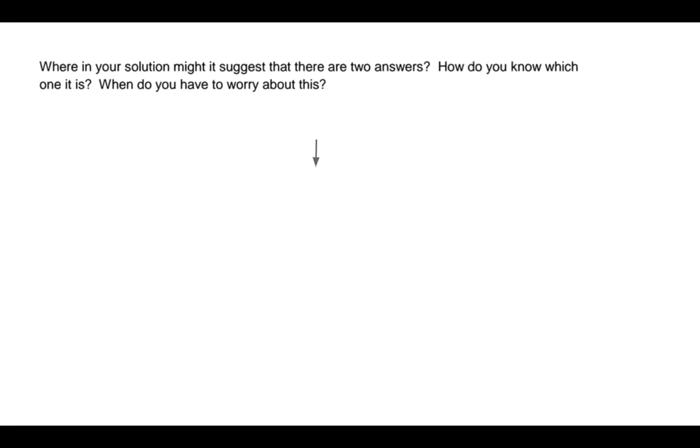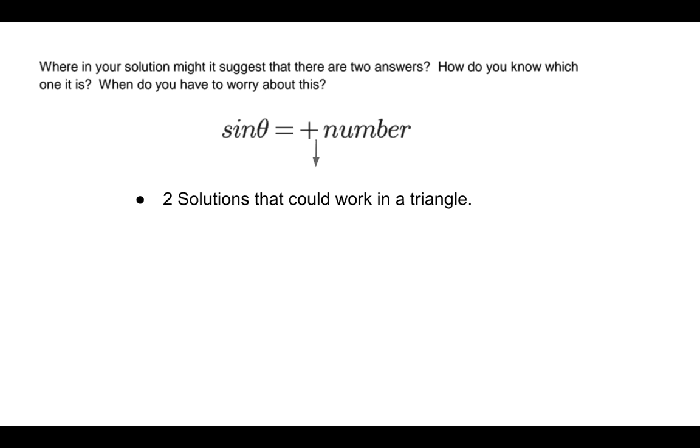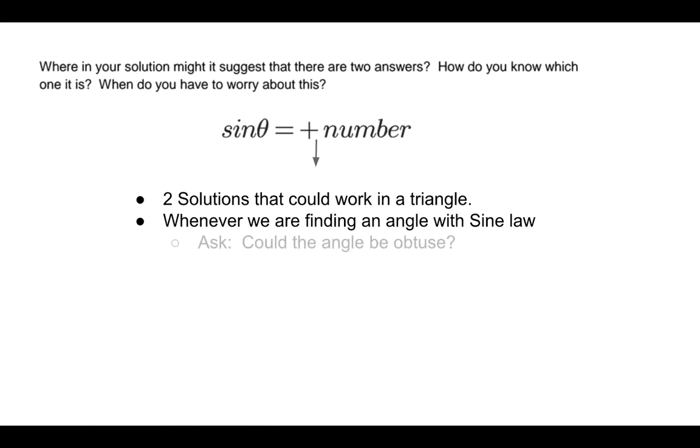So when do you have to worry about this? Whenever you have sine theta as a positive number, there's two solutions that could work in a triangle, and this really happens when you're finding an angle with sine law. You have to ask the question, could it be obtuse?